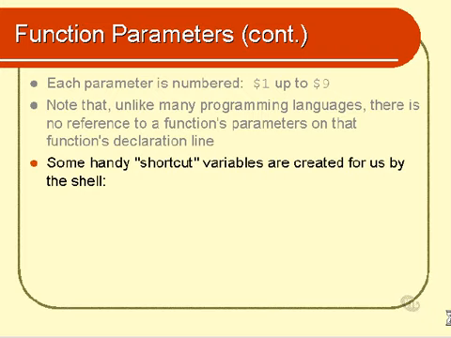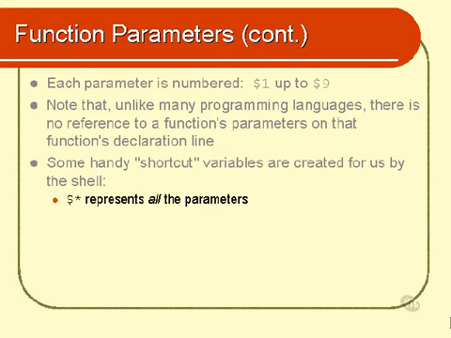There are some handy shortcut variables that are created for us by the shell, and they are as follows. $* actually represents all the parameters that have been passed in on the command line, so you can do things with all the parameters at once if you need to. And there actually may be hundreds of them. That is possible if, for example, the function was called with parameters being all the files in the current directory, and maybe a big directory.